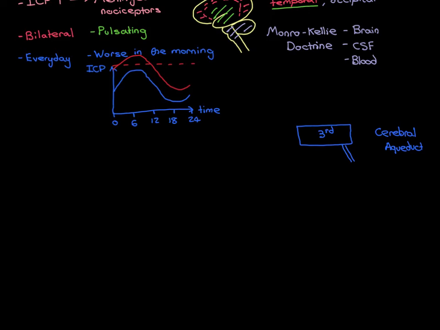And the boundaries of the fourth ventricle are in front. The front wall is, of course, the back of the pons. The lateral walls are the cerebellar peduncles, the superior cerebellar peduncles, the middle cerebellar peduncles, and then the inferior cerebellar peduncles, and the posterior wall is the cerebellum behind.